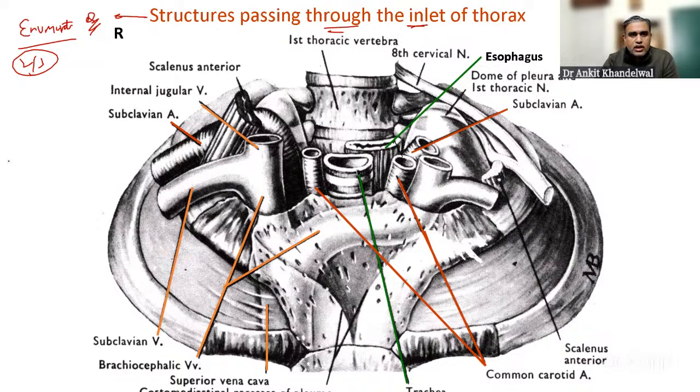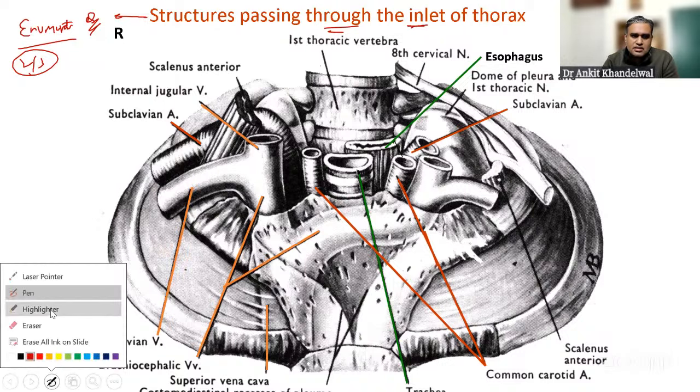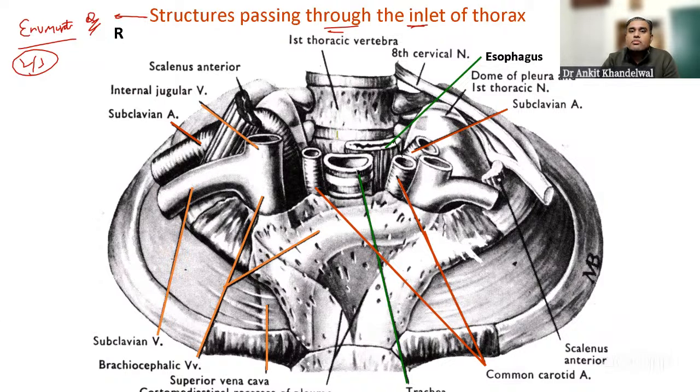You can take a screenshot and please focus only on labelings. Labelings. So what you have to make? Now see, here how to start with, either go from anterior to posterior or posterior to anterior. For example, let us see this. So this is T1 vertebrae.